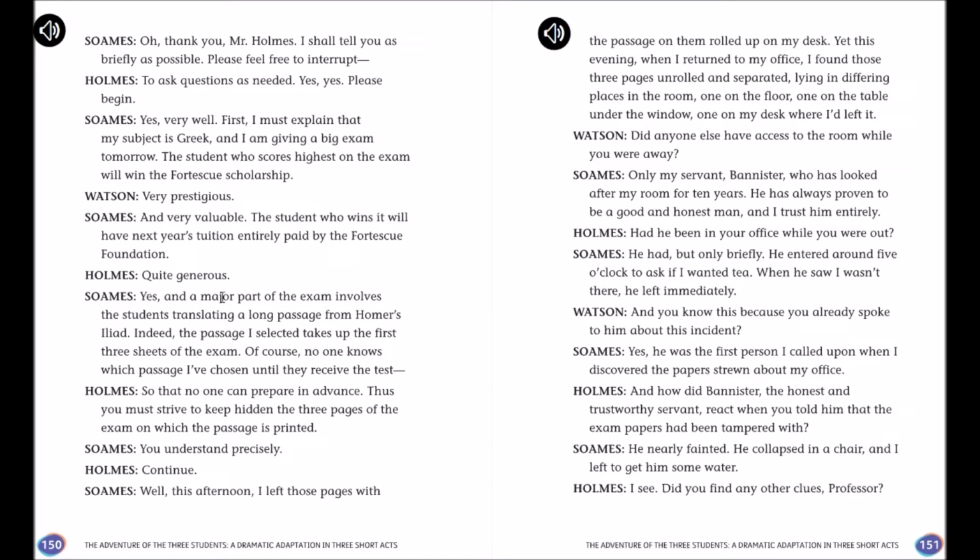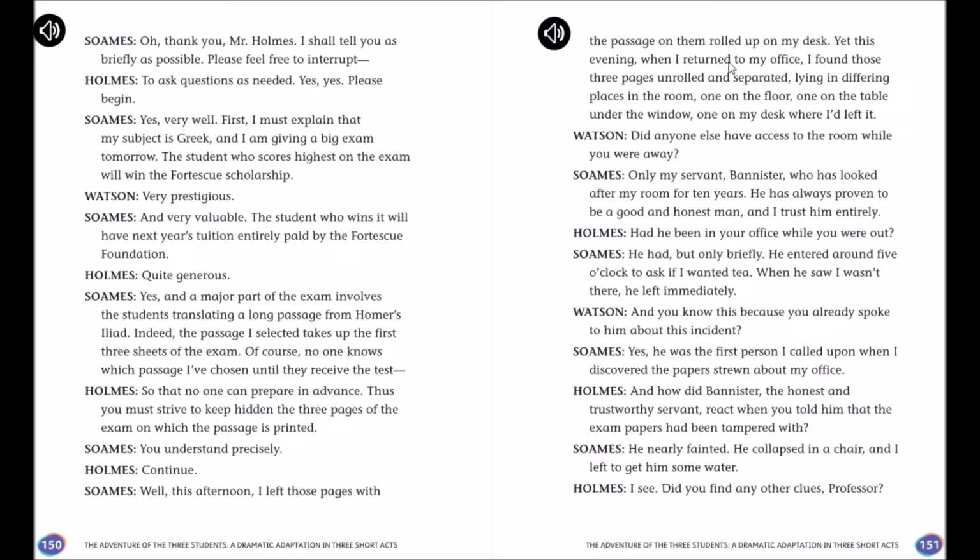Soames. Yes, and a major part of the exam involves the students translating a long passage from Homer's Iliad. Indeed, the passage I selected takes up the first 3 sheets of the exam. Of course, no one knows which passage I've chosen until they receive the test. Holmes. So that no one can prepare in advance. Thus you must strive to keep hidden the 3 pages of the exam on which the passage is printed. Soames. You understand precisely. Holmes. Continue.